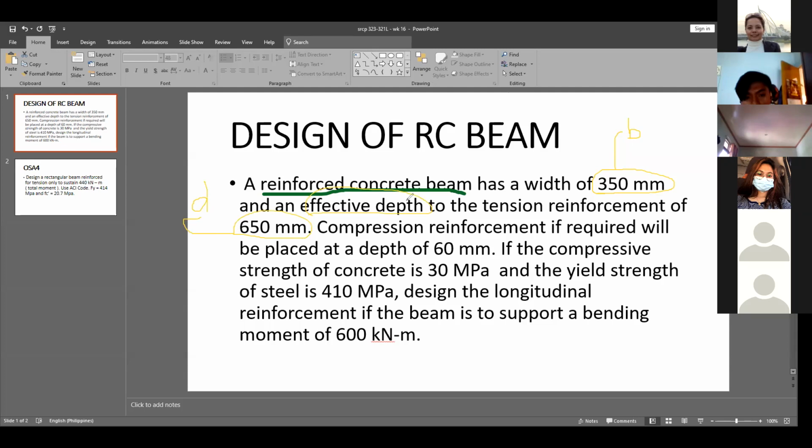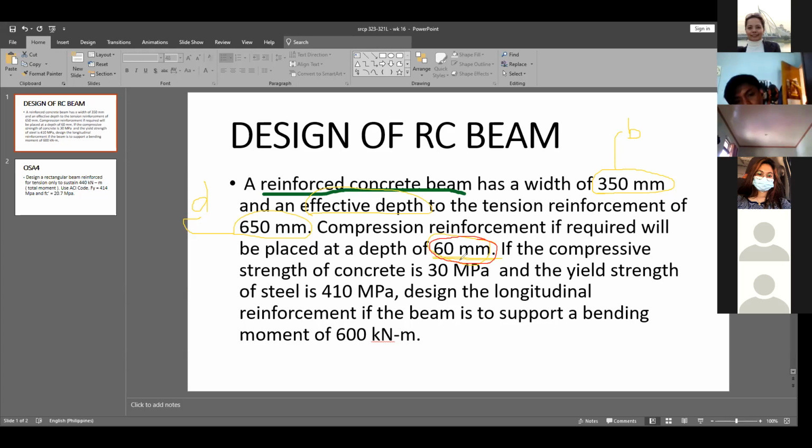Then we have a compression reinforcement requirement to be placed at a depth of 60 mm. So meaning this is the concrete cover that we are going to use. By the way, the concrete cover is dependent on the type of structural member that you are going to design. The code and the specification or the NSCP has different requirements for the minimum concrete cover. In this particular case, however, it was specified that the minimum concrete cover used was 60 mm.